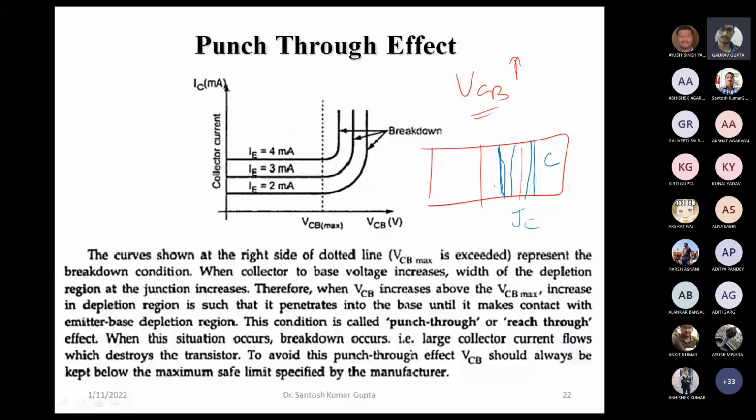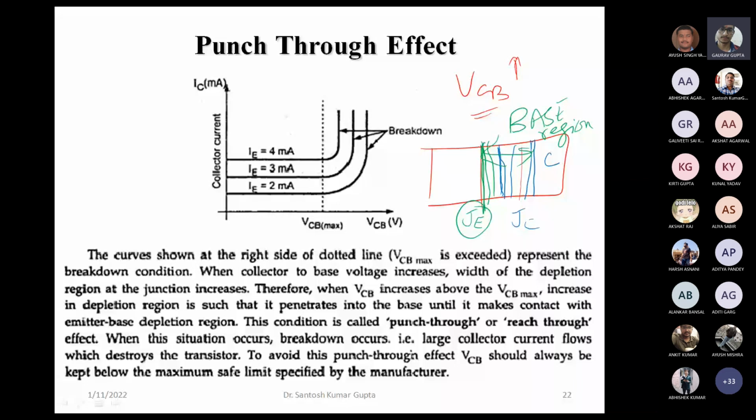If one keeps on increasing this, what may happen is that the depletion region extends inside the base to such an extent that it just starts touching the emitter junction. In this case, the base region is going to be consumed, and because of this, the transistor action fails.